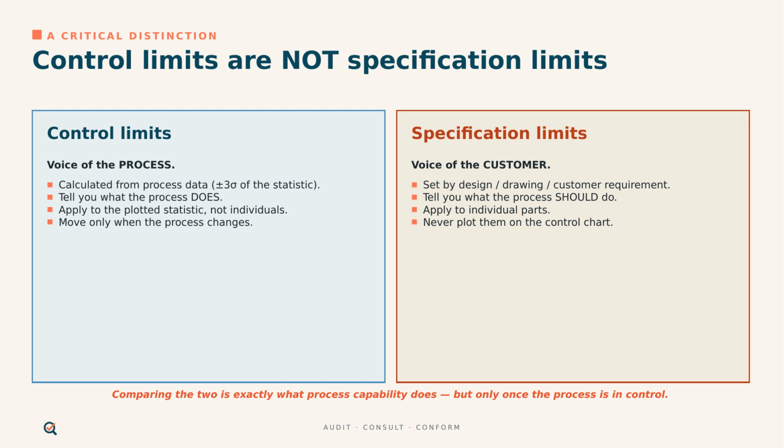Specification limits are the voice of the customer. They come from the drawing or the requirement. They tell you what the process should do, and they apply to individual parts. Never plot specification limits on a control chart. Comparing the two is a separate and valuable exercise. It's called process capability, but it only means anything once the process is in control.